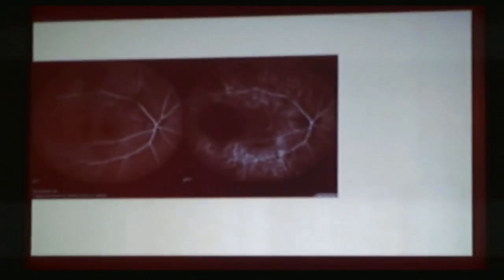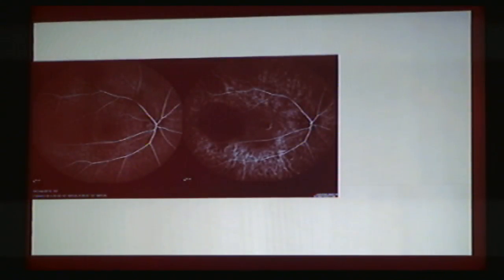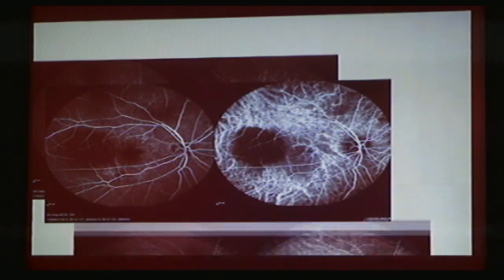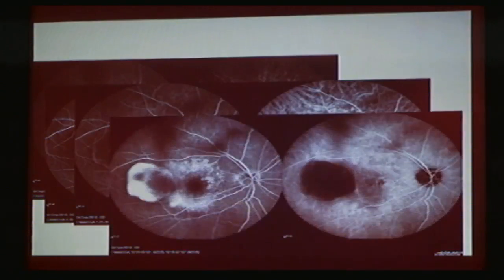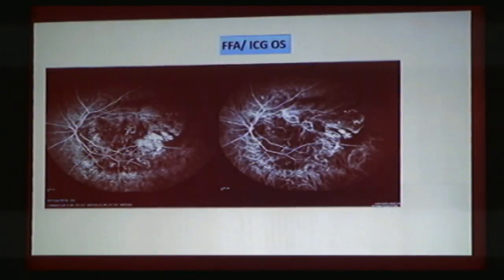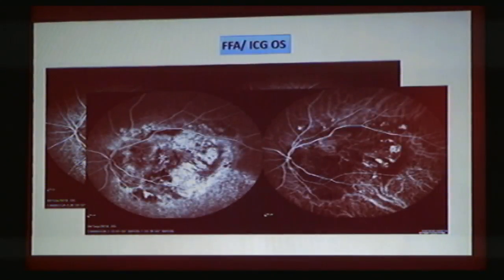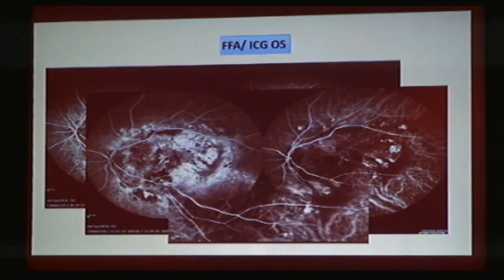FFA and ICG were done for this patient. In the right eye, he had a hyperfluorescent area temporal to the fovea corresponding to the hemorrhagic PED and some stippled hyperfluorescence at the macula. In the ICG, at the macula it was mainly hypofluorescent, with no area suggestive of polyps or branching vascular networks. In the left eye, FFA and ICG showed areas of scarring and multiple hyperfluorescent areas which suggested polyps and BVNs.